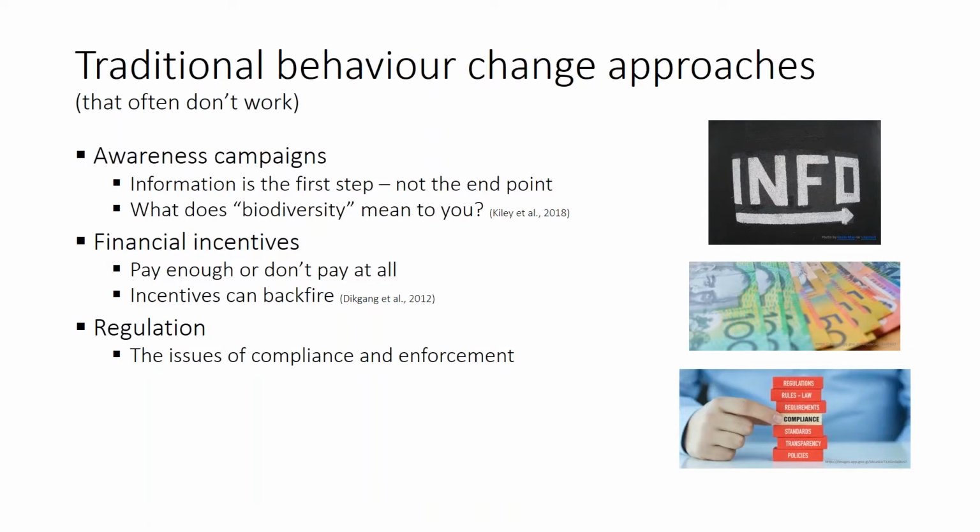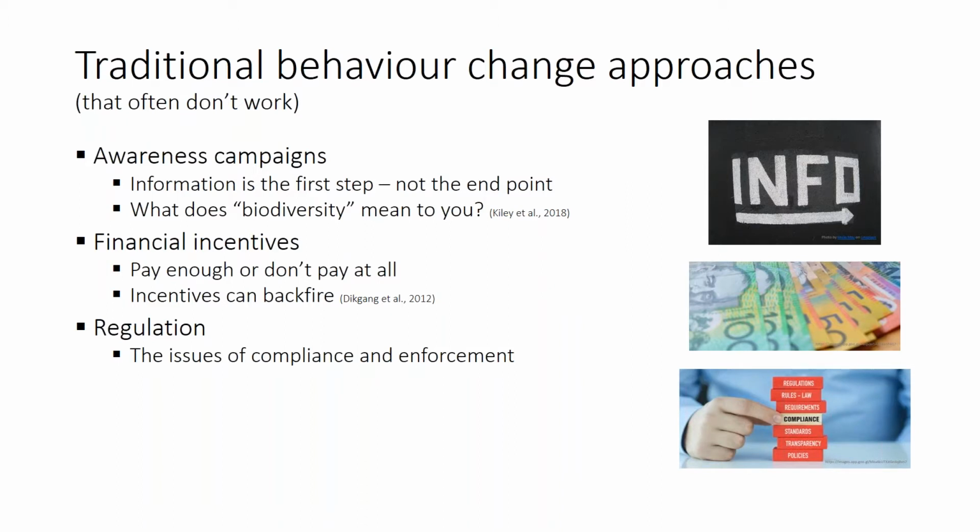Now, some of the traditional behaviour change approaches that are used by big business and by governments are listed here. So awareness campaigns, financial incentives, regulation. But there's reasons why these often don't work. So if we take the example of awareness campaigns, providing information for people is the first step. It's not the end point. We often work on the assumption that if only we gave people the information that they needed, they would see the error of their ways and they would do things differently. But that's not the case.